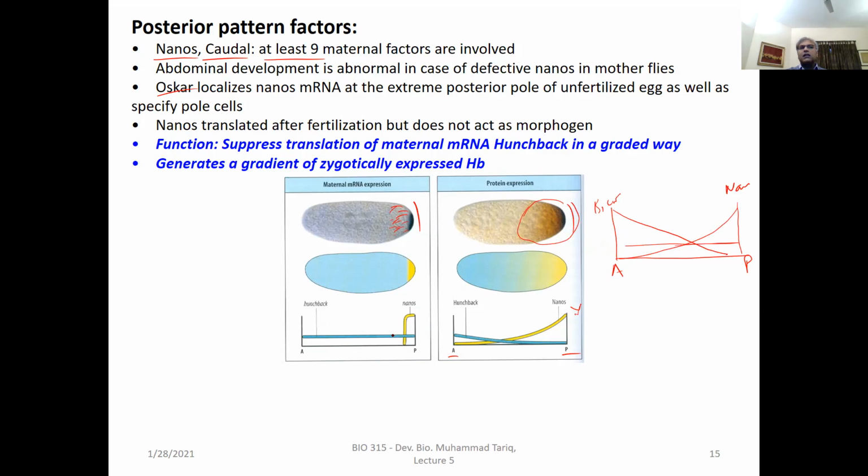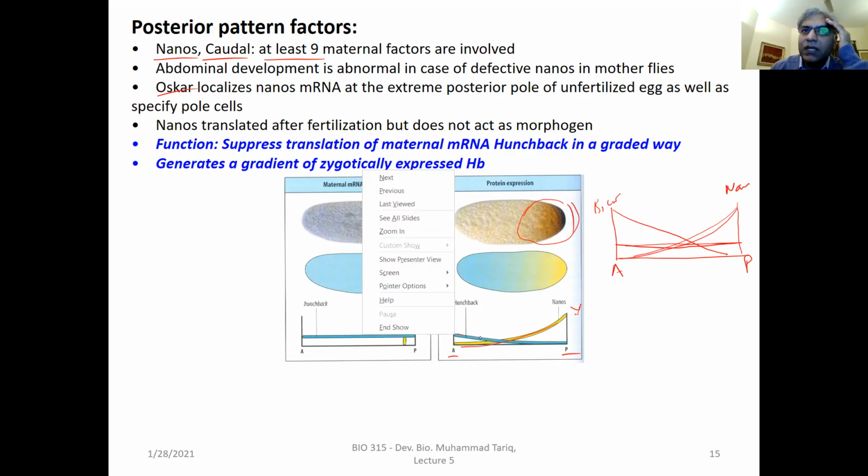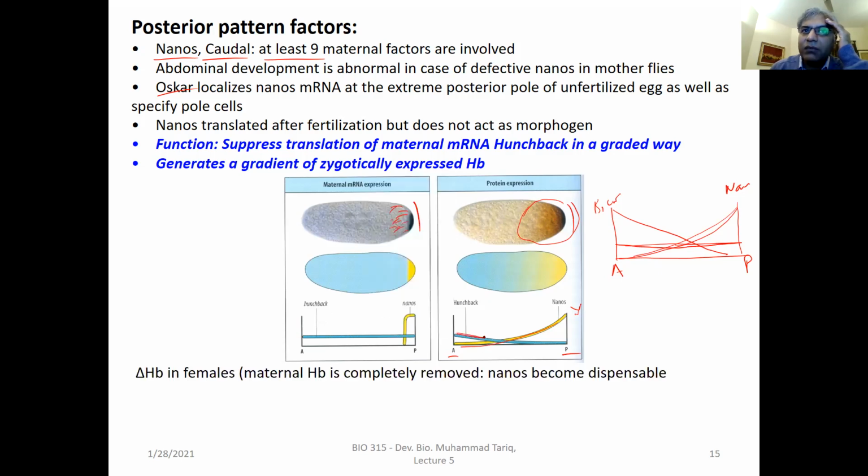Now, the point is, what is the role of nanos? They discovered that this uniform concentration of hunchback is counteracted by nanos. The nanos protein results in a gradient of hunchback. Initially, hunchback is uniformly distributed, but after fertilization, the hunchback protein is restricted to initial half of the embryo.